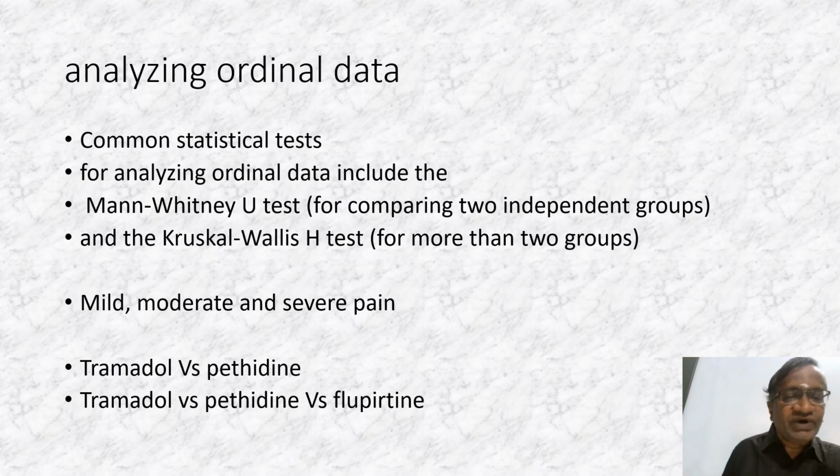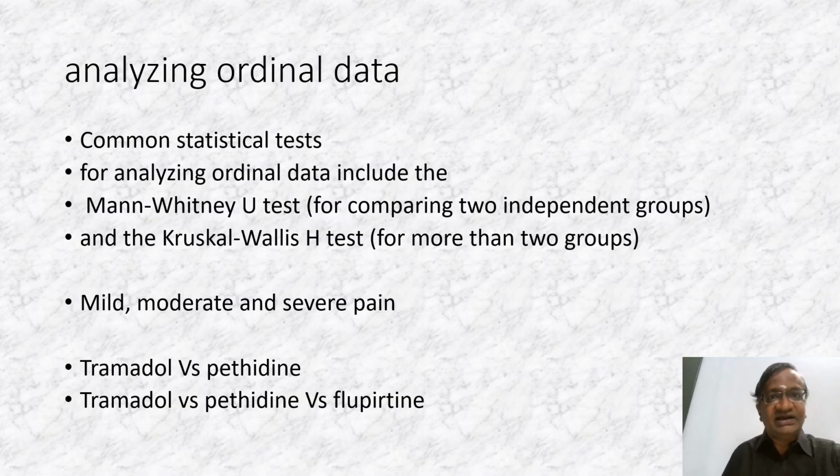Now, what test do I have to do for ordinal data? Analyzing ordinal data with two independent groups is the Mann Whitney U test, and more than two groups is Kruskal-Wallis. Now I will tell you. This patient is not showing an NRS, numerical rating pain score. Nothing. Mild, moderate, severe, he is telling. Group 1, tramadol: how many mild are there? How many moderate? How many severe? In pethidine, mild, moderate, severe, how many are there? This has to be done with the Mann Whitney U test. But if you have 3 drugs, same mild, moderate, severe pain, and 3 groups, tramadol, pethidine, and flupirtine, then you have to go for Kruskal-Wallis.